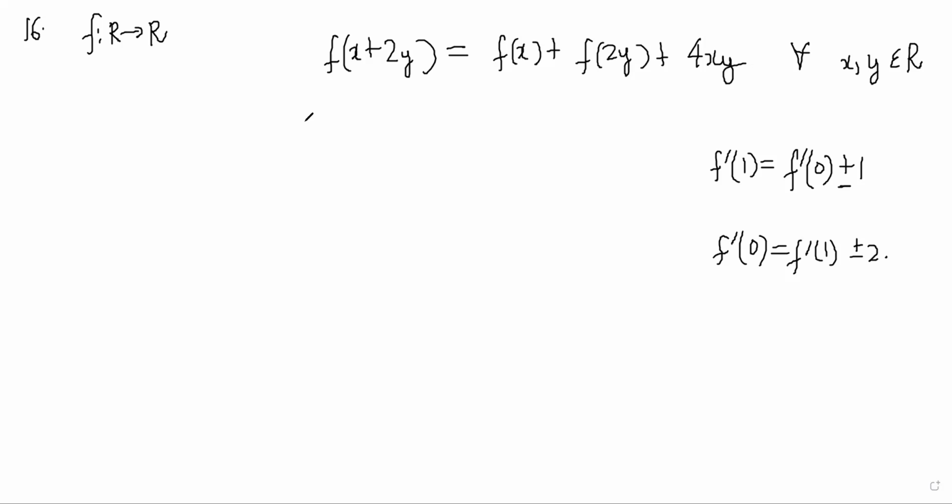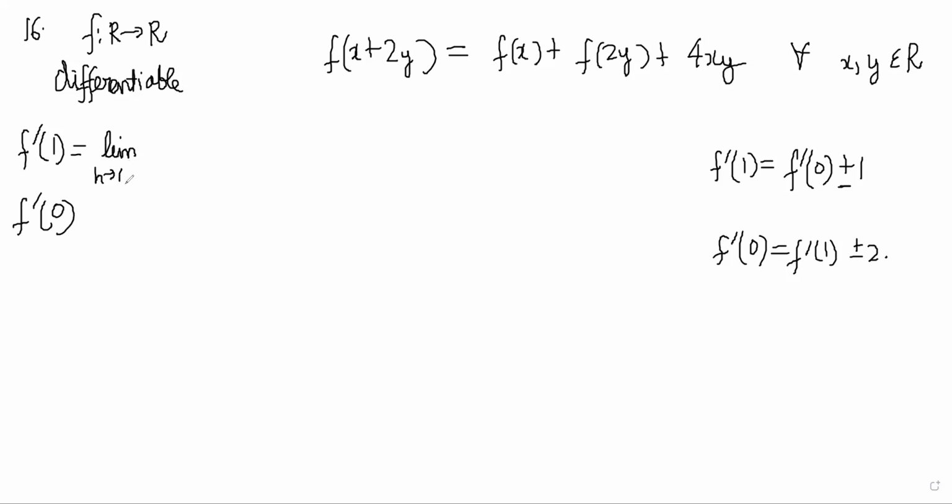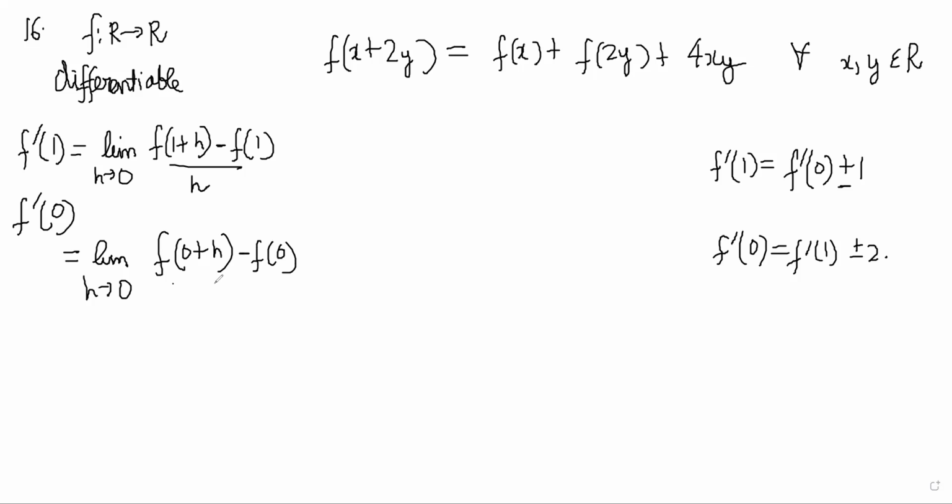Okay, so what we will try to do here is use the fact that this is differentiable. So let's try to understand what is f dash 1 and what is f dash 0, right? So this is limit of h tends to 0, f of 1 plus h minus f of 1 by h, and this is limit of h tends to 0, f of 0 plus h minus f of 0 by h, right?